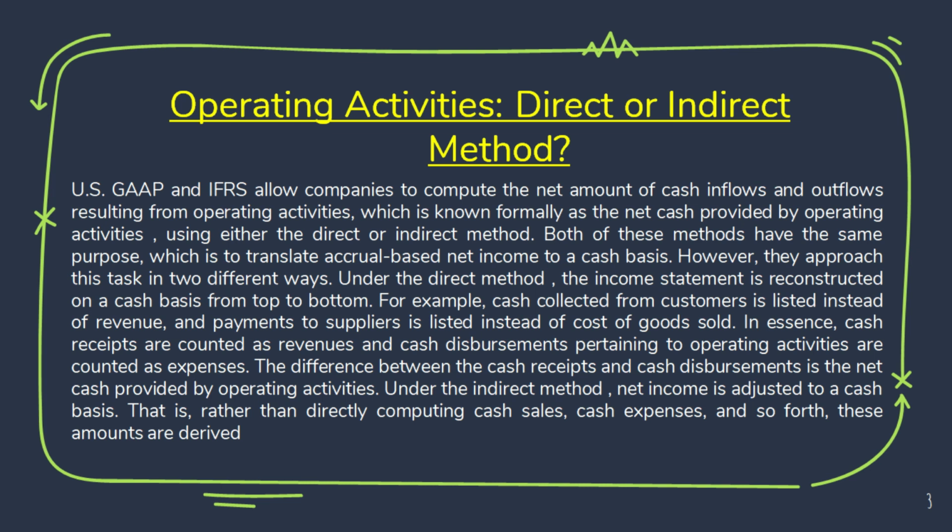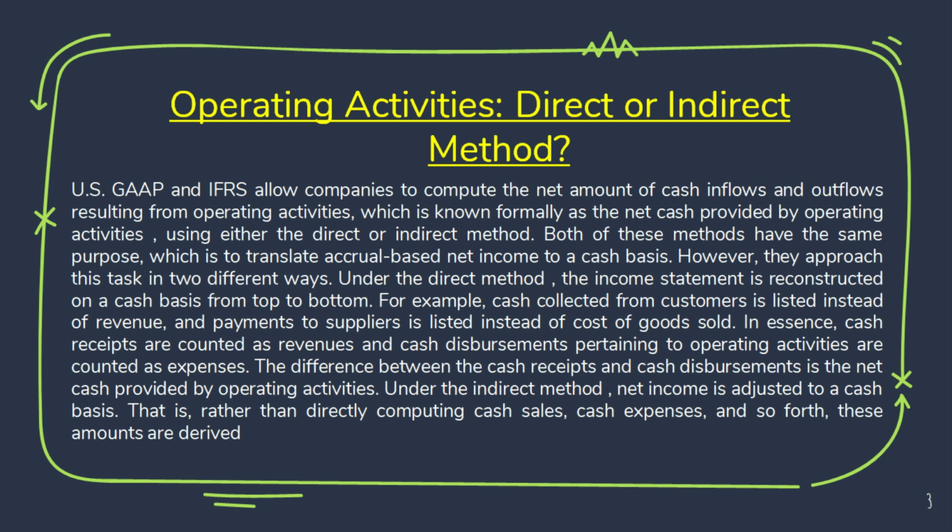Under the direct method, the income statement is reconstructed on the cash basis from top to bottom. For example, cash collected from customers is listed instead of revenue, and payments to suppliers is listed instead of cost of goods sold. In essence, cash receipts are counted as revenues and cash disbursements pertaining to operating activities are counted as expenses. The difference between the cash receipts and cash disbursements is the net cash provided by operating activities.